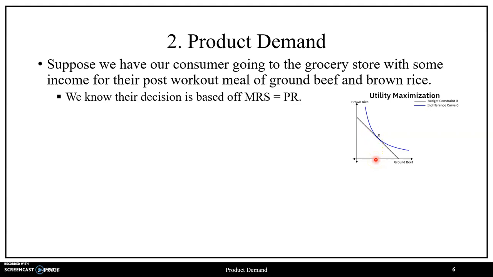And in terms of product demand, we're going to be concerned initially with ground beef, so we'll have product demand below, where price is going to be on the vertical axis and quantity of ground beef is going to be on the horizontal axis. We have our initial point B, where B is going to be the quantity level of ground beef that is associated with the utility maximized bundle point B that we have above, and the price that the consumer is facing at the grocery store as well.